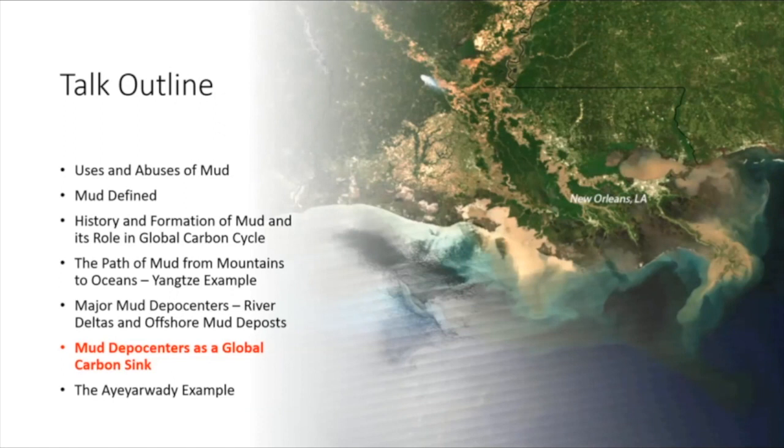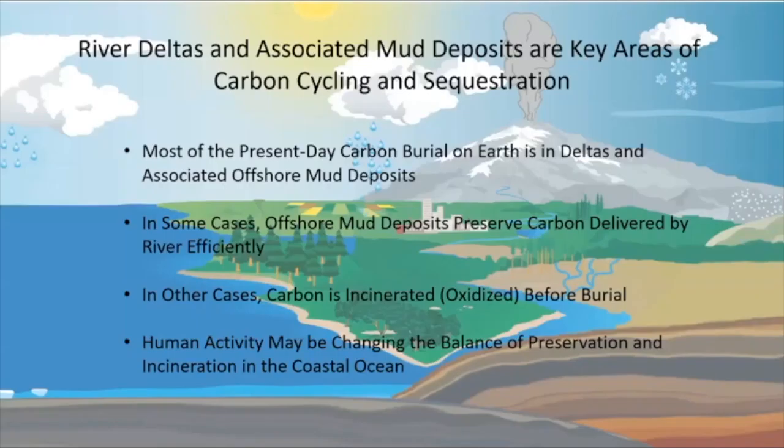Okay, so getting close to wrapping up here, I just want to talk a little bit about these mud depocenters and their role in the carbon cycle. I won't belabor it, I'll just make a few bullets to get you thinking about it. If you do the budgeting of where carbon is being sequestered at the present time, the vast majority of it is in river deltas and their offshore muddy deposits. And that's before humans started to mess with it. Now, what happens going forward? That's an open question.